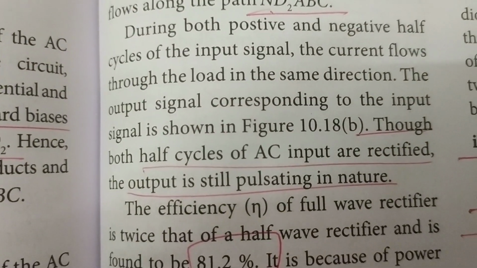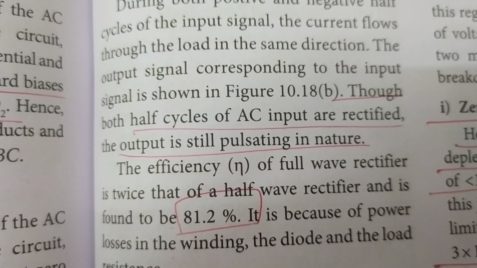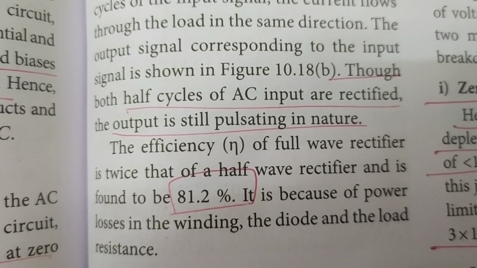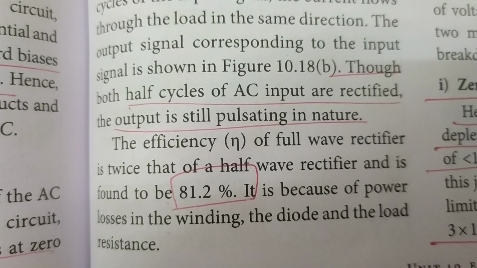Both the half cycles of the AC input are rectified, but the output is still pulsating in nature. And here the efficiency is 81.2%. The remaining is due to the power loss in the winding, diode and the load resistor.